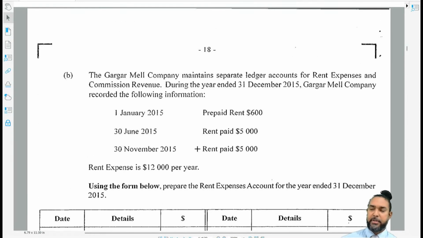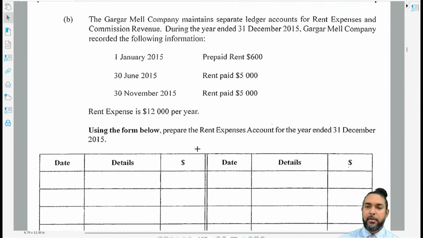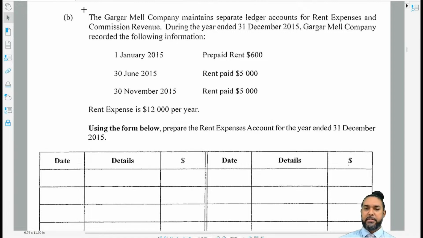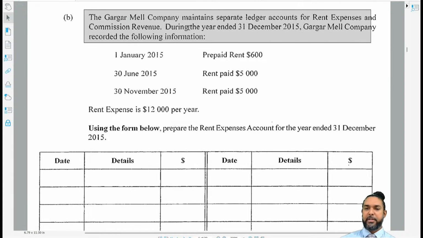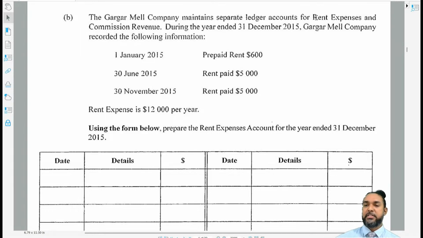Right, now the next question is Jan 2016. So it didn't appear in May 2017 or Jan 2017. Now, in this particular one, it says that the Gargamel company maintains separate ledger accounts for rent expense and commission revenue. Again, don't worry about the revenue stuff. As you can see, they like to bring them together to make sure people can do both of them. But we're focusing specifically on the rent expense account.